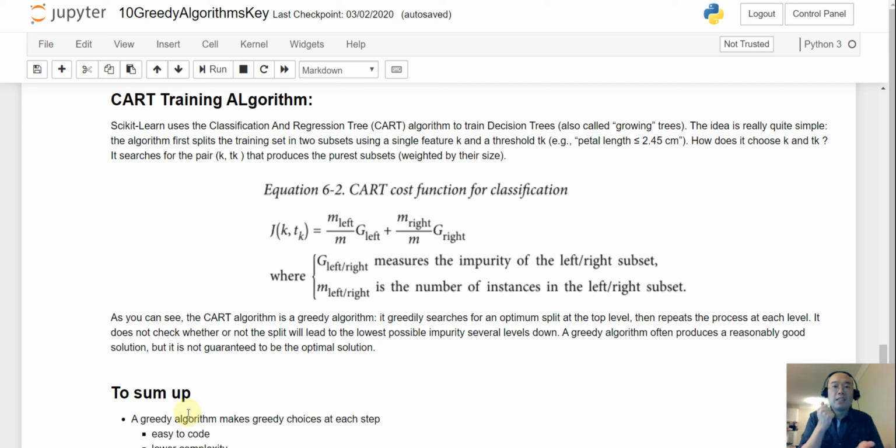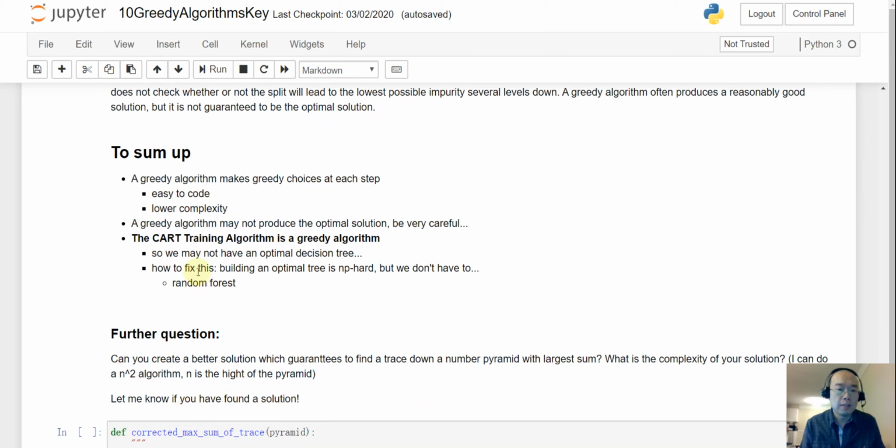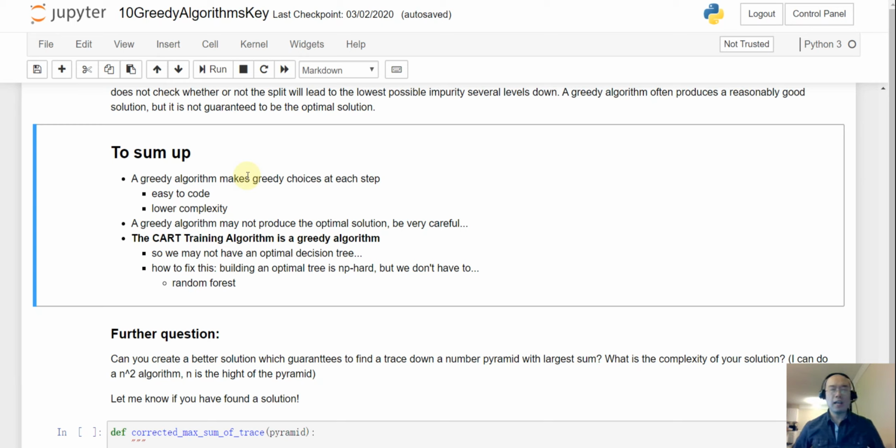The point is, with the greedy CART training algorithm, we aren't going to have an optimal decision tree. Our decision tree is built 100% on a greedy algorithm, and if you're looking for the optimal, perfect decision tree, the CART algorithm doesn't produce that for us. This is the point I'm trying to make. To sum up, a greedy algorithm makes a greedy choice at each step, so it's easy to code and has lower time complexity, but it doesn't always produce the optimal solution. The CART training algorithm, which we use to build decision trees, is also a greedy algorithm. This means we aren't going to have an optimal decision tree.